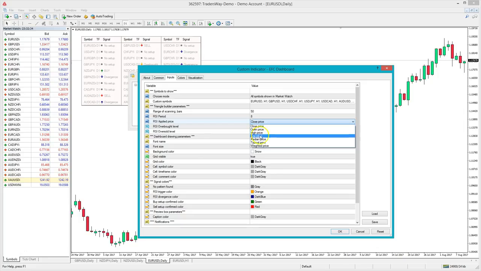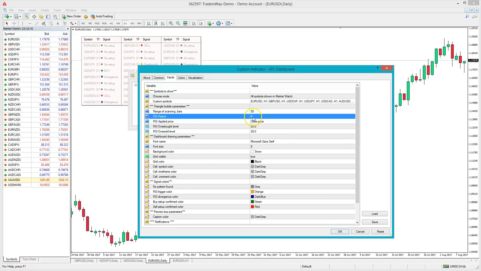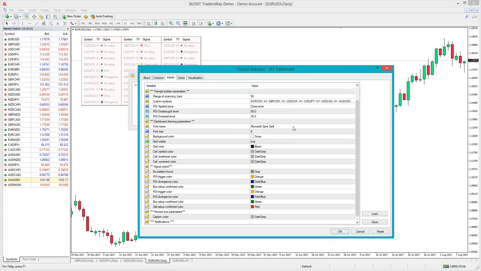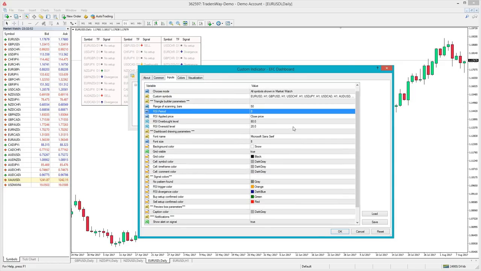Leave this at close price. These are a little more advanced settings. You can tinker with them if you want. Leave this at 8, and this will just scan the bars. This is 50, so you want to leave that at 50. Everything else is pretty standard.